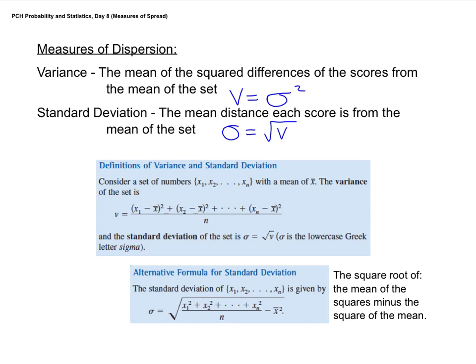That's the one that's really the most useful, okay? And what that tells us is the mean distance that each score is away from the mean of the data. So if you have a very large standard deviation, that means your scores are really spread out. On average, they're really far away from the mean. If you have a small standard deviation, that means the data overall is pretty grouped, pretty close to the mean.